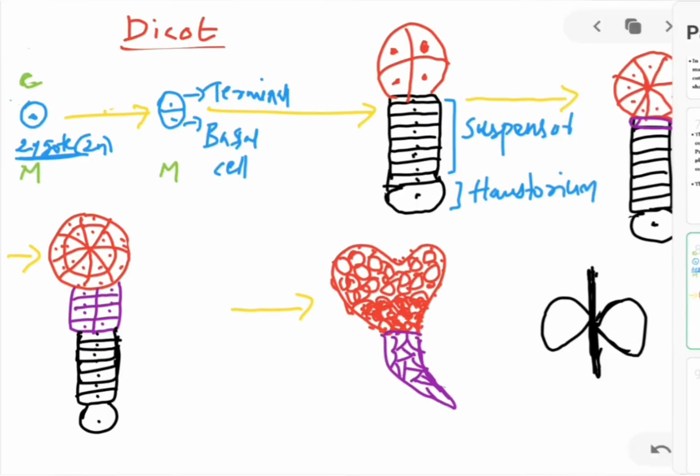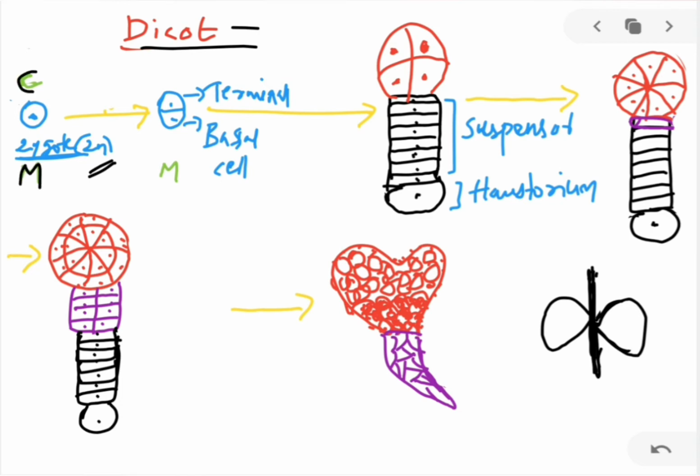So let's start with dicot embryogeny with the help of this particular diagram. Keep your notebook with you so that you can draw each and every stage which is given here. So the zygote, which is diploid in nature, just we are writing here the micropylar as well as chalazal end. So this is the micropylar end and this one is the chalazal end.